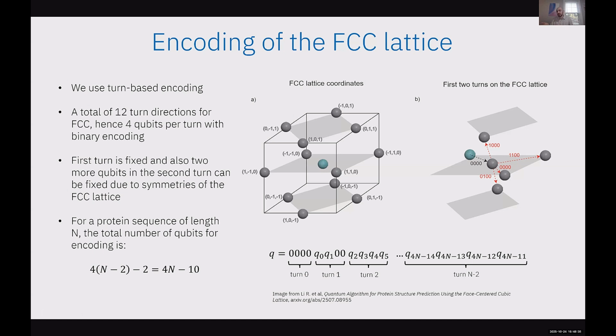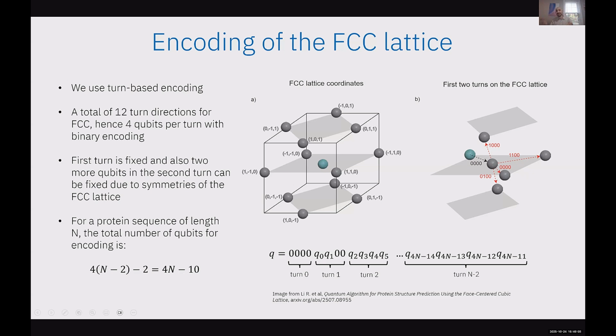And that's kind of the trade-off. We want to encode a richer geometry, and the price we have to pay is that we have to use more qubits to encode the same structure. There are some tricks you can do, like these minuses come from: you can fix the first turn, and you can fix 2 more qubits because there are some rotational symmetries that you can exploit. But at the end, this is the total number of qubits to encode the turn sequence.